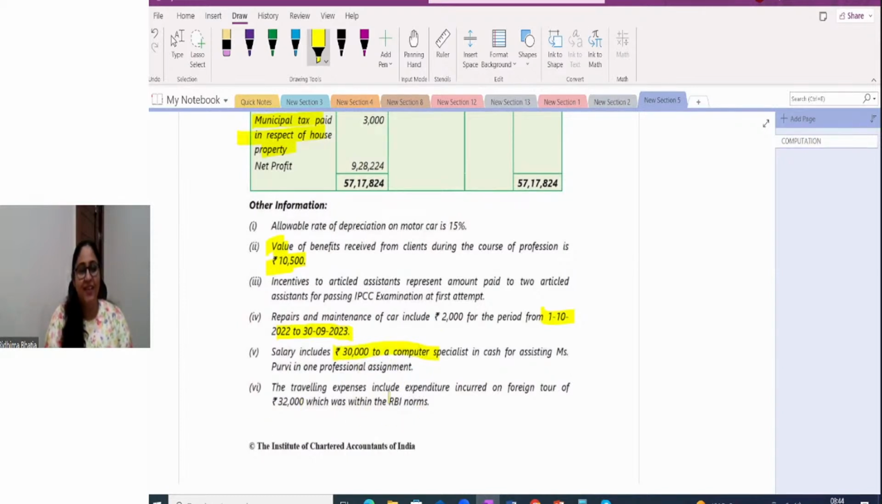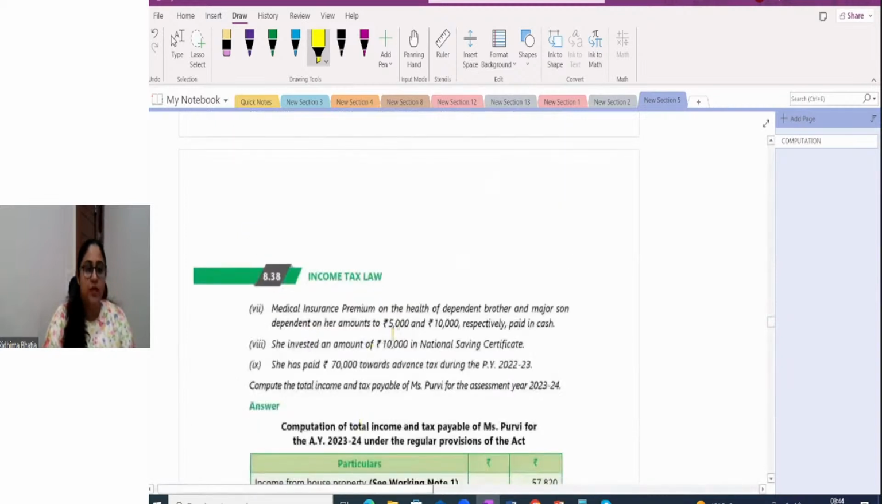48.3, correct. The traveling expense includes expenditure incurred on a foreign tour of 32,000, which was within the RBI norms. Medical insurance premium on health of dependent brother and major son dependent on her amounts to 5,000 and 10,000 respectively, paid in cash. She invested an amount of 10,000 in NSC. She has paid 70,000 towards advance tax during the previous year. Now compute the total income and tax payable of Ms. Purvi for assessment year 23-24.